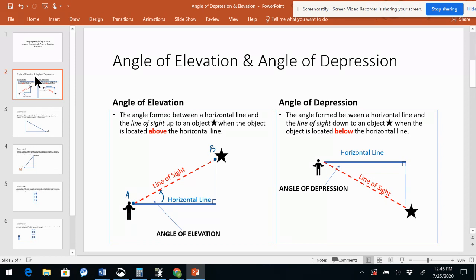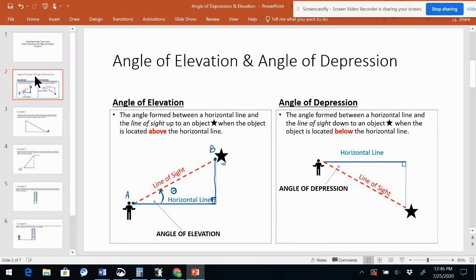and again, the object is located above the horizontal line, is called our angle of elevation. So this angle here is our angle of elevation. It's when you are looking up at an object, you draw a horizontal line out here. Your line of sight is drawn by this dotted red line. And you can drop your perpendicular here, the height from B down to A, and make our right triangle. So that's where our trig is going to come into play.